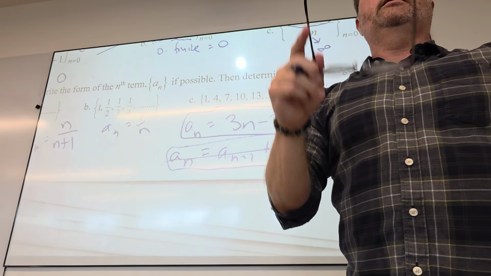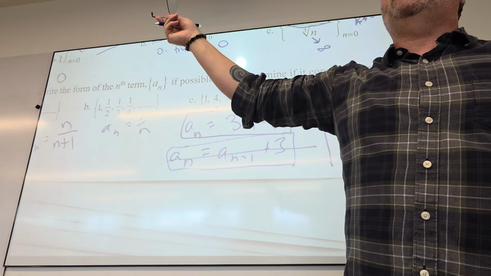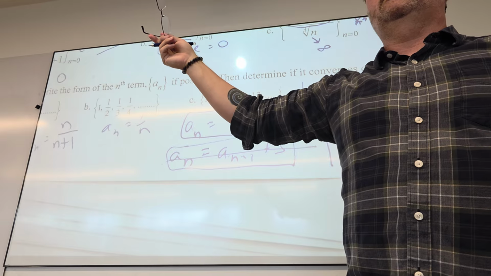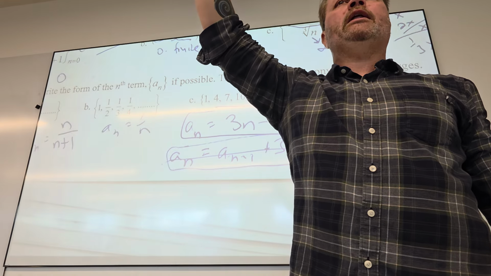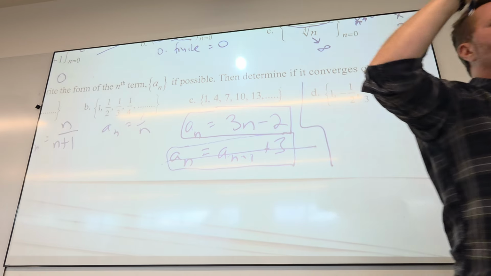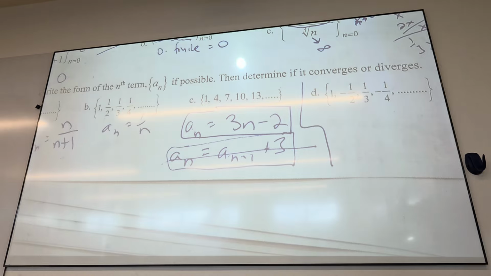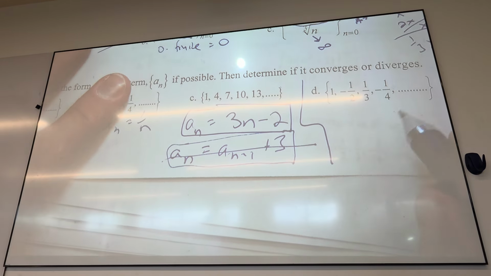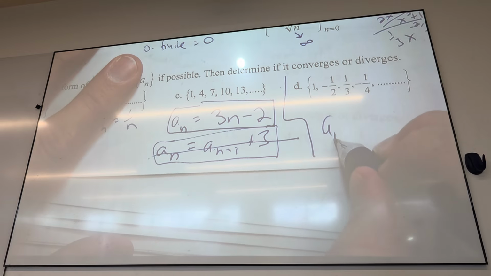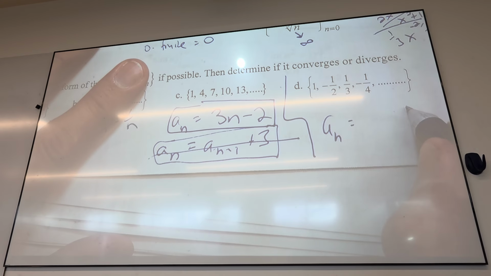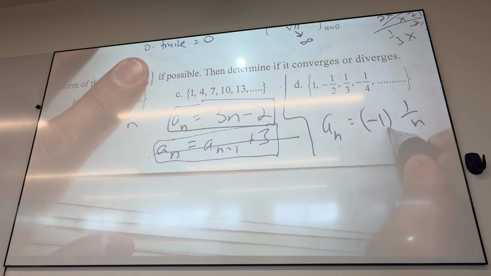How do I capture that mathematically? Negative 1 to the n minus 1 power. Yeah, so I'm going to multiply by negative 1 to a power. There's literally an infinite number of ways to write this, but you try to write it with the smallest amount of stuff you can. So it's going to be 1 over n. That's at the heart of it. But it's negative 1 to some power.